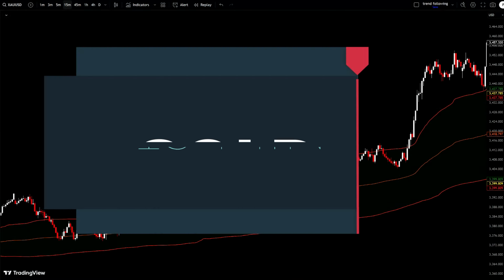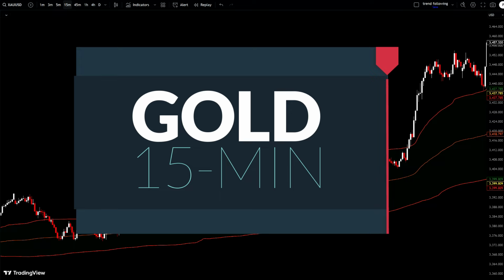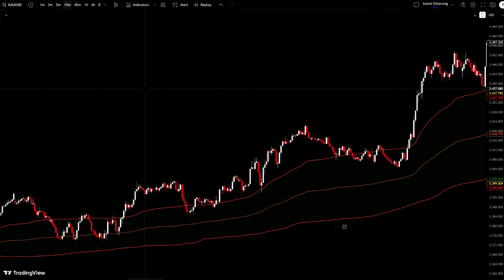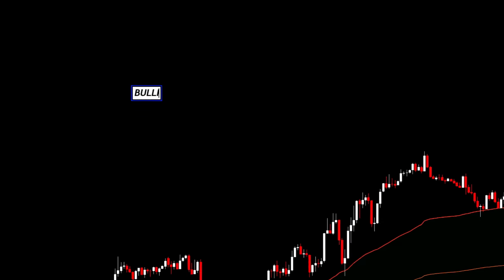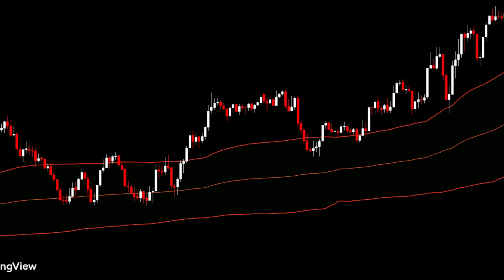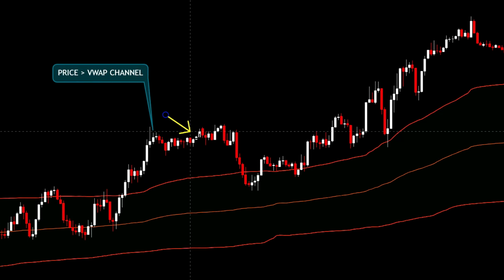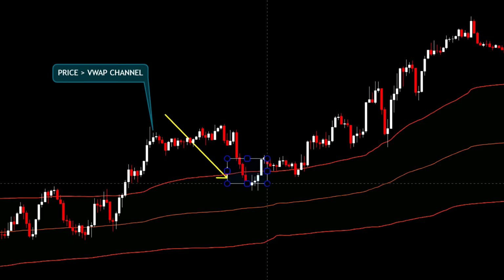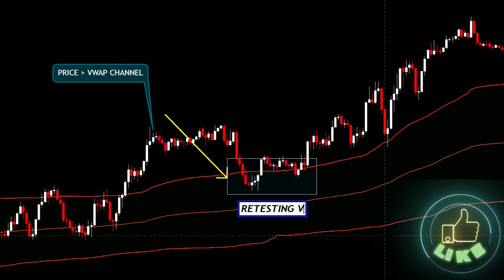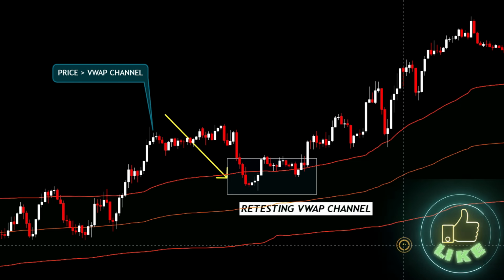Check this hypothetical gold chart on the 15-minute time frame. Notice prices above the rolling VWAP bands. This shows a bullish market structure. Here's the key teaching: trade on pullbacks or retests. When price returns toward the bands, don't rush. Step back. Let the market confirm the next movement.